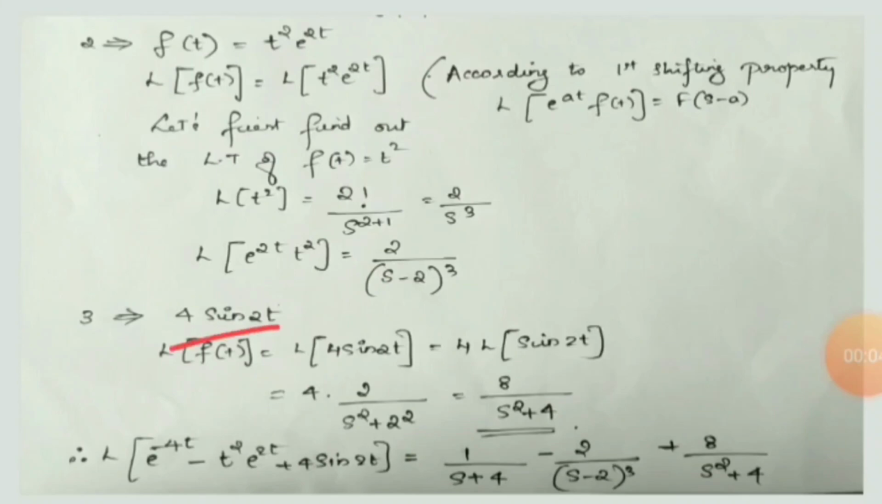Now the third term is 4 sine 2t. So Laplace of 4 sine 2t is given by 4 Laplace of sine 2t. 4 is a constant, so we will take it outside. Laplace of sine 2t is equal to 2 by s square plus 2 square, which is equal to 4 into 2 is 8. So 8 by s square plus 4. Now we can combine and write Laplace of e raised to minus 4t minus t square e raised to 2t plus 4 sine 2t is equal to 1 by s plus 4 minus 2 by s minus 2 the whole cube plus 8 by s square plus 4.